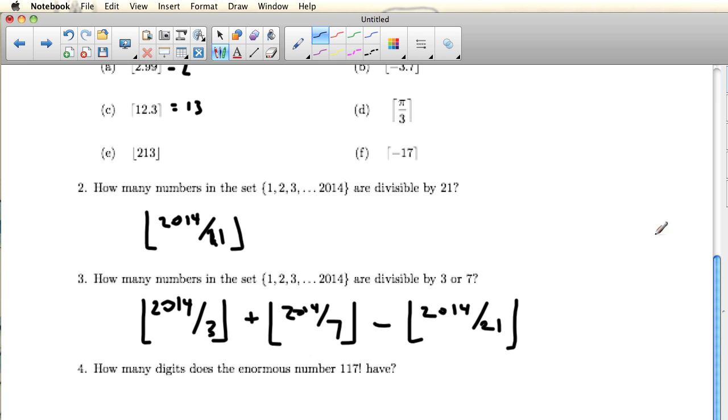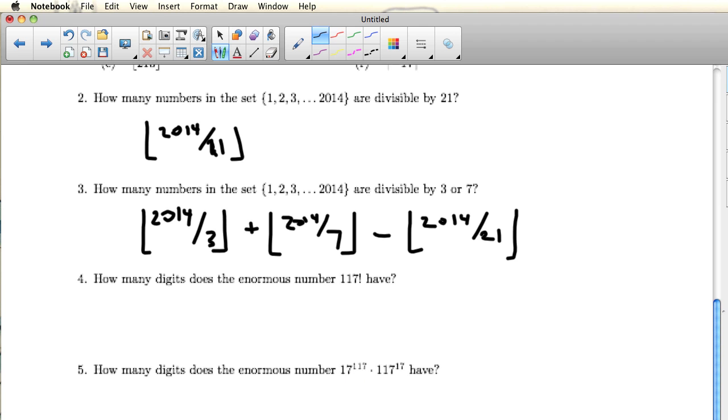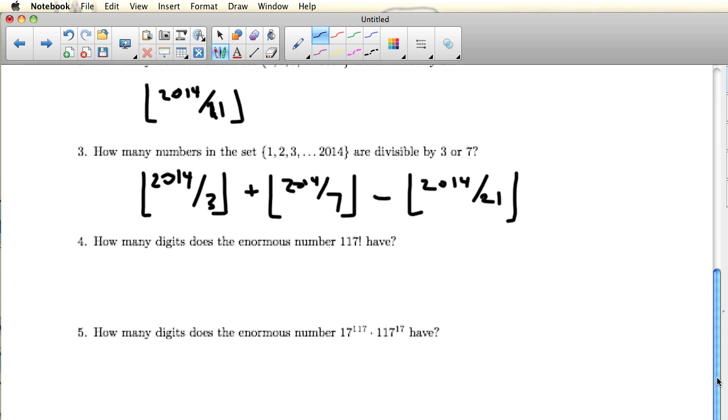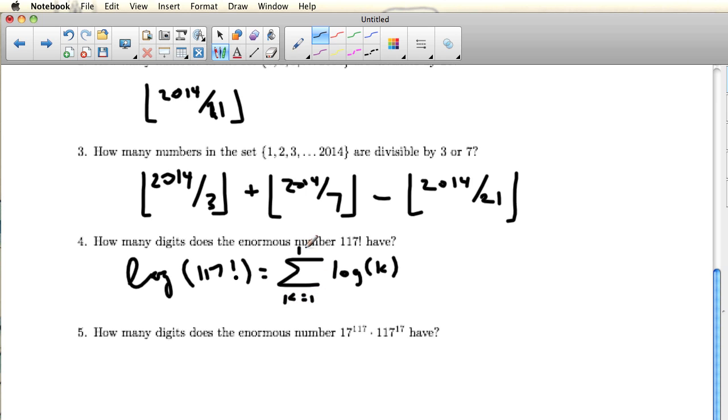The problems that are more difficult are the ones that involve logarithms. And so we learned that the answer to this question has to do with the logarithm of 117 factorial, which your calculator will not be happy with. But because the logarithm of a product is the sum of the logs, this is the same thing as summing the log of k for values of k ranging from 1 to 117.